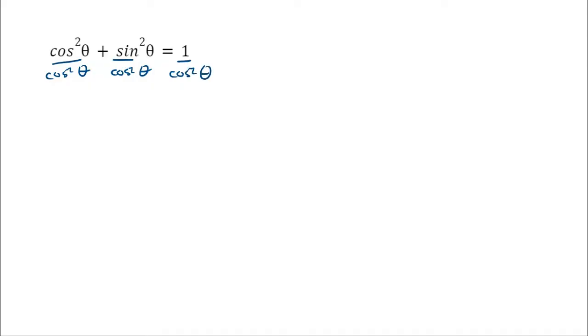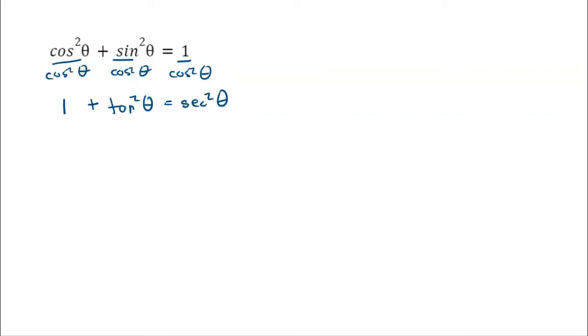Now, what happens here? Well, cosine squared divided by cosine squared is obviously 1. Sine squared divided by cosine squared is going to be tangent squared. Now, we already talked about the quotient identities, that sine divided by cosine is tangent. But if I have sine times sine divided by cosine times cosine, then I could do tangent times tangent, which can generate tangent squared. And then likewise, 1 over cosine is secant, so 1 over cosine squared would be secant squared.